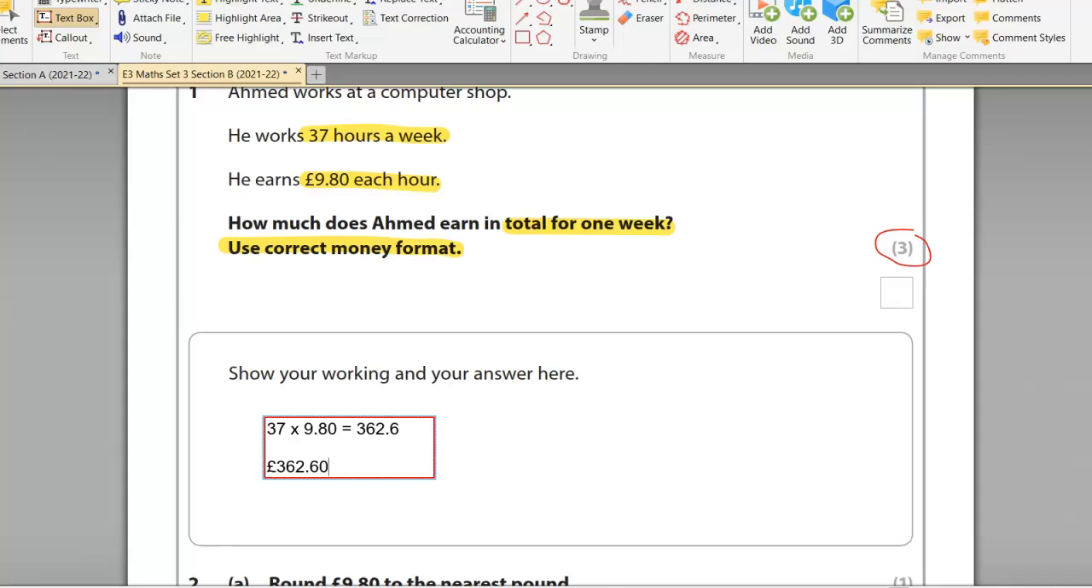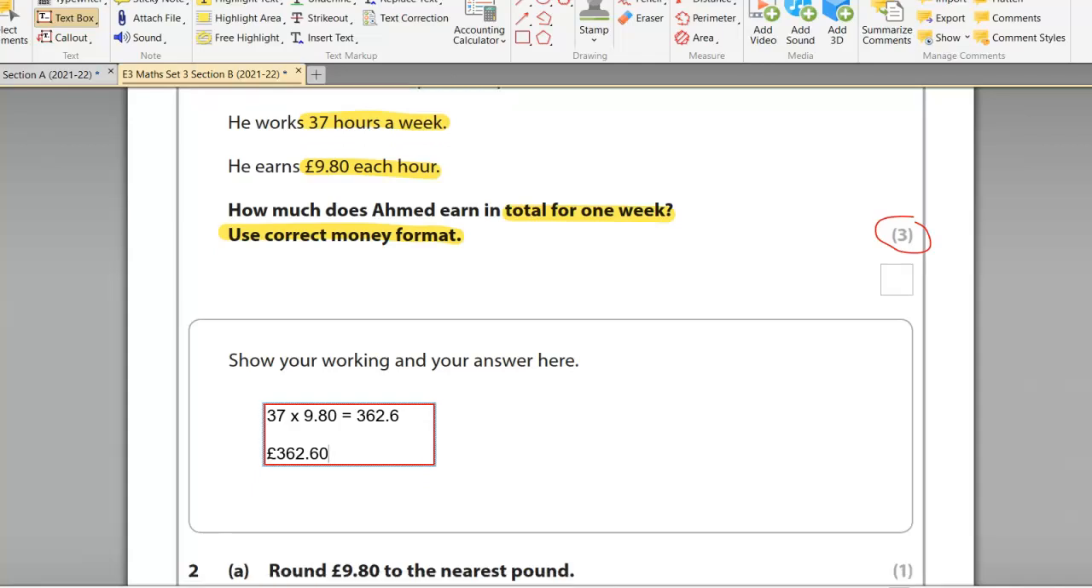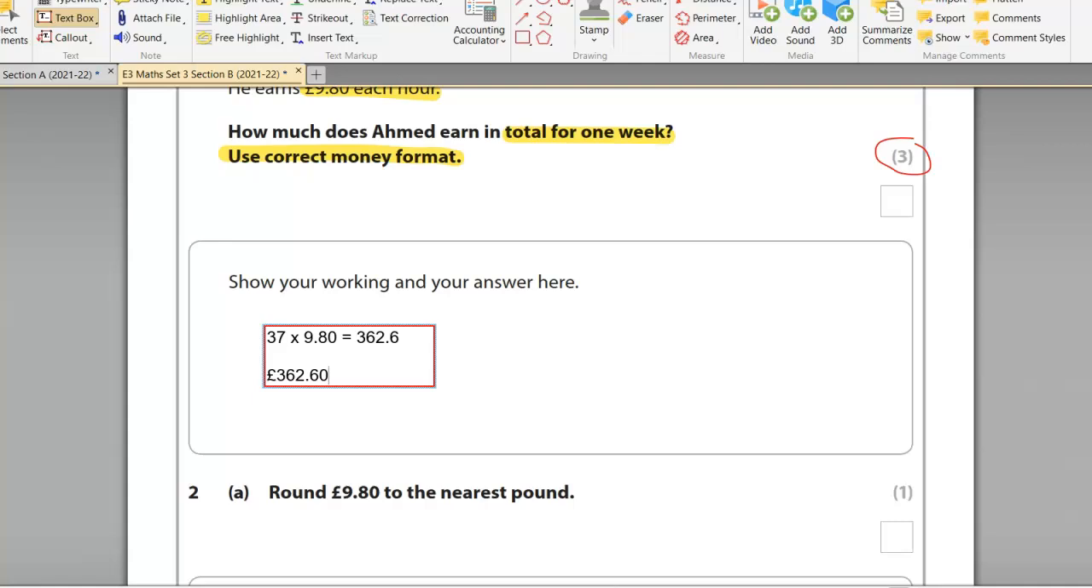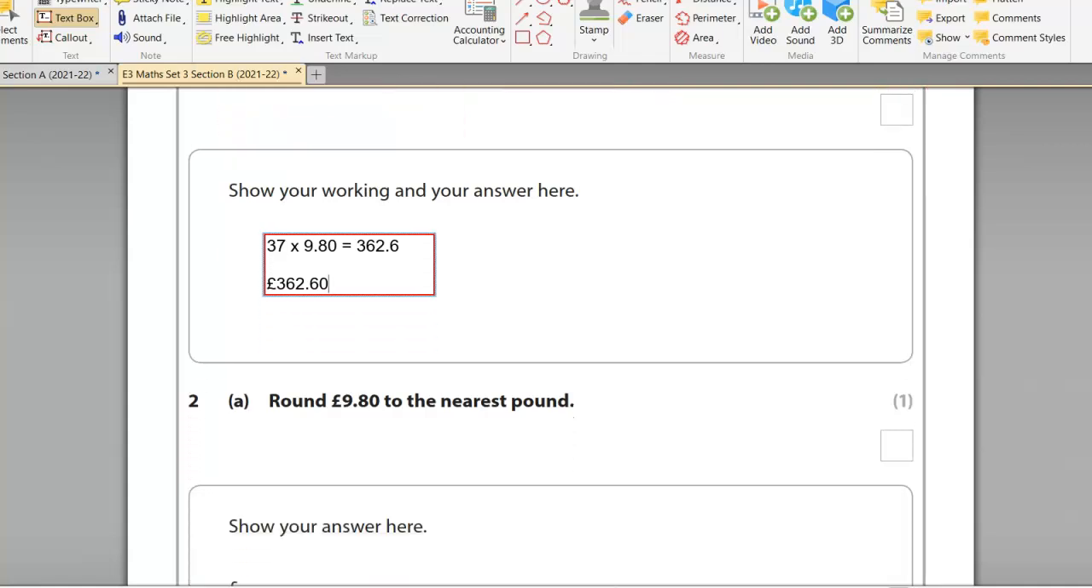Because in English money, when we write pounds and pence, the pence always has 2 figures for how many pennies it is. So when we see prices in the UK, we don't see prices of point something pounds. We see the pounds and then how many pence it is between 0 and 99p. So £362.60 is the figure they're looking for there.